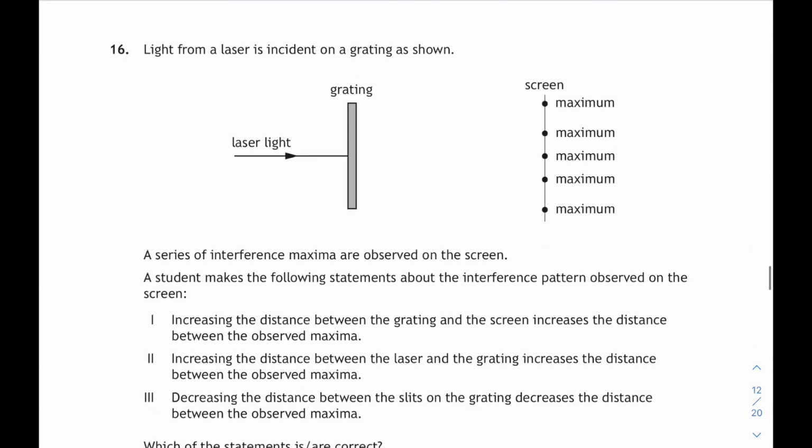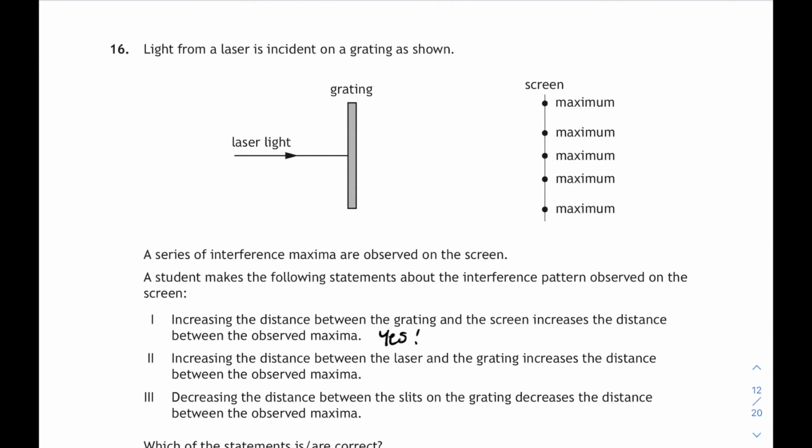Question 16. This is interference. Light from a laser is incident on a grating as shown, and we see a series of interference maxima on a screen, and a student makes the following statements about the interference pattern. Statement 1. Increasing the distance between the grating and the screen increases the distance between the observed maxima. Well, yes it will. This is like moving a projector back. The image on the screen is going to be bigger or more spread out.